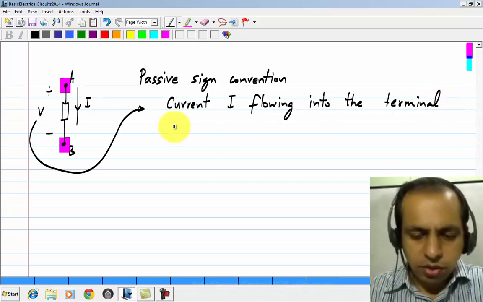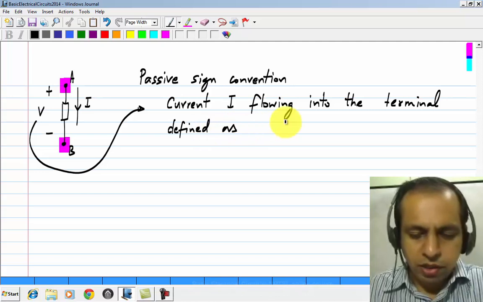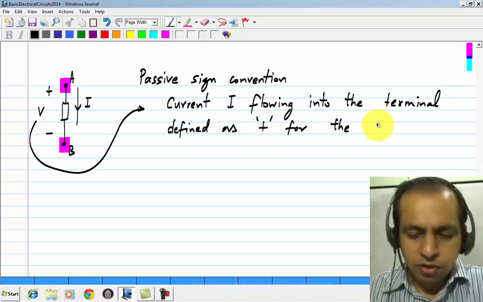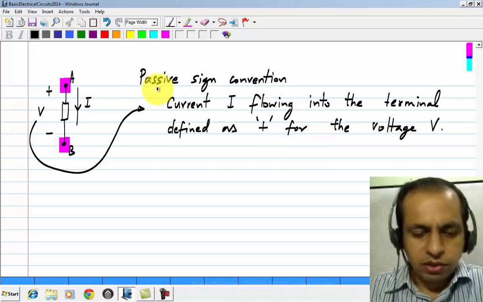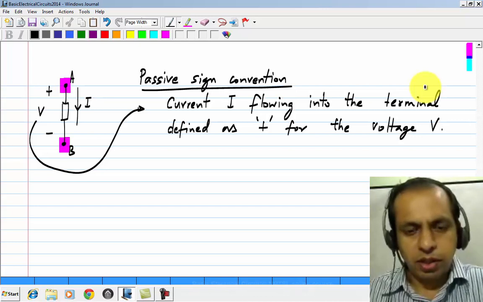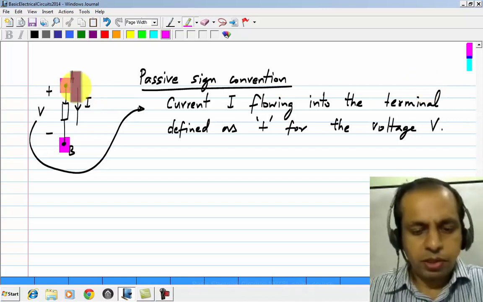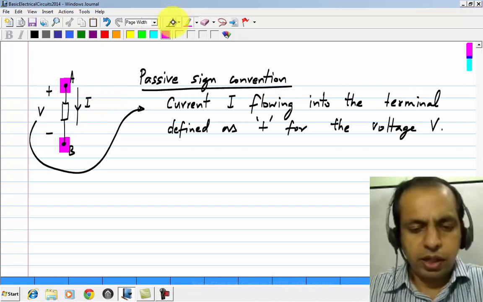Current I is flowing into the terminal defined as plus for the voltage V. Okay, we will see later why this is called passive sign convention, when we come to power and energy, but this is the convention that we will use. Otherwise there will be some ambiguity. I mean, if we take I the other way, then it will be negative of whatever I we take in this way.